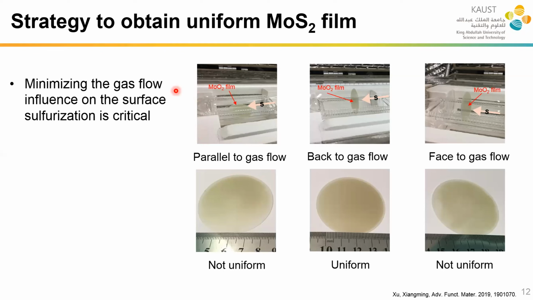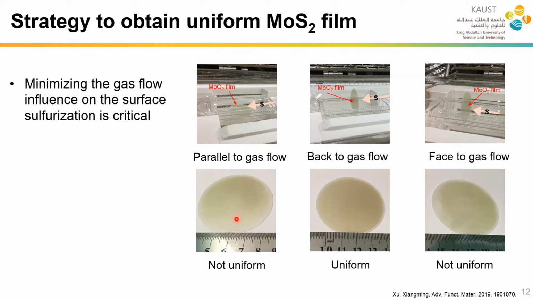So here we found that we can minimize this. We use our ultra-thin, less than 1 nanometer molybdenum oxide thin film, and by combining it with gas flow engineering, especially trying to minimize the influence of gas flow on the surface, we really achieved much better uniformity. As we can see, if the precursor film is parallel to the gas flow, it means the gas flow can really flow through the surface of the wafer.